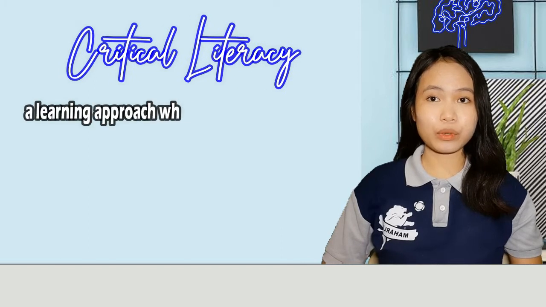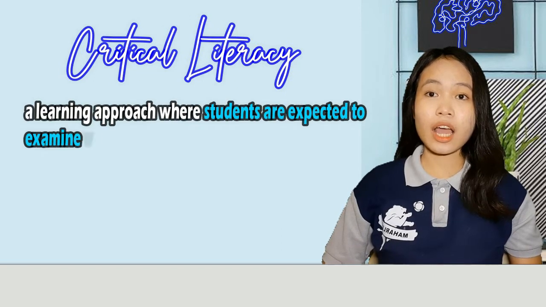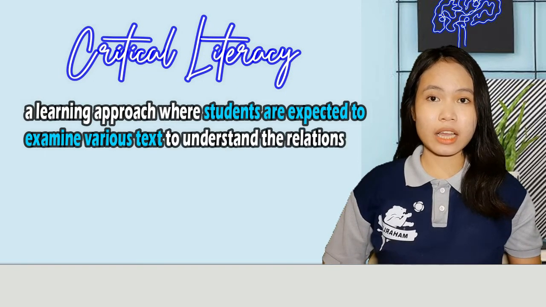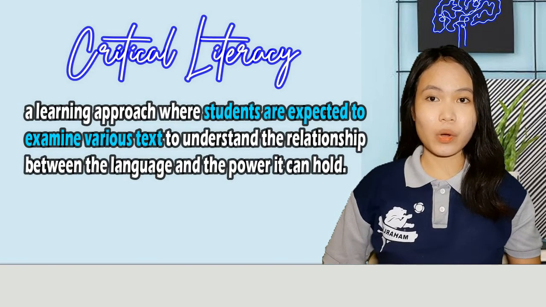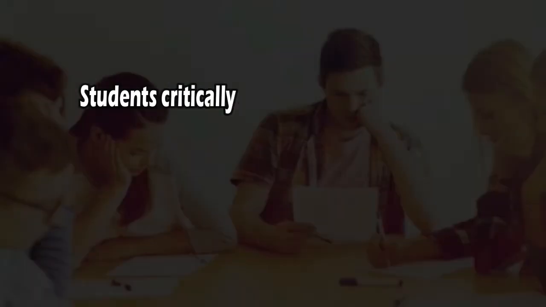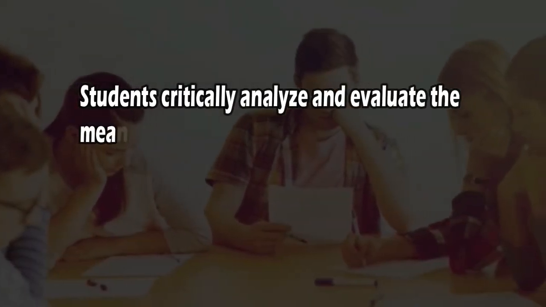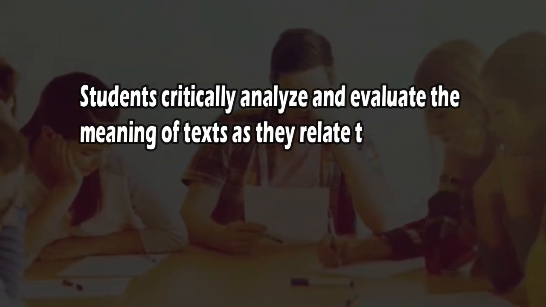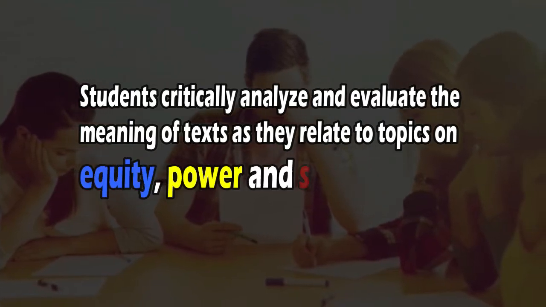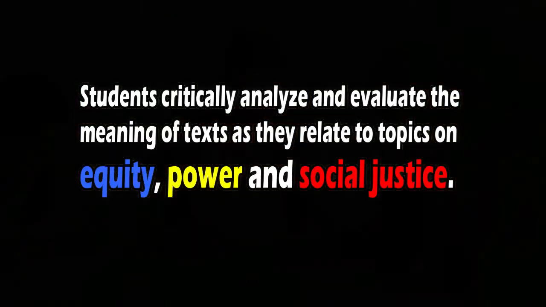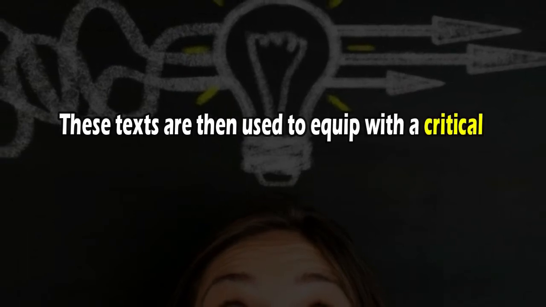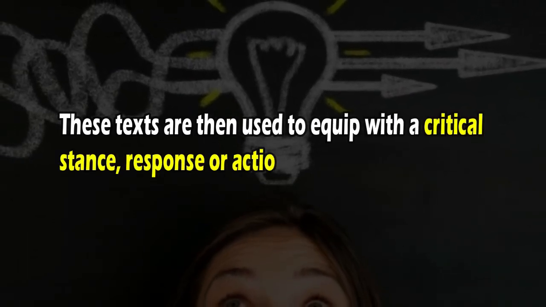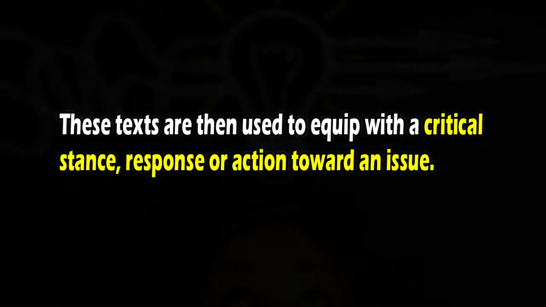According to Top Hat, critical literacy is a learning approach where students are expected to examine various texts to understand the relationship between language and the power it can hold. Students critically analyze and evaluate the meaning of texts as they relate to topics on equity, power, and social justice. These texts are then used to equip students with a critical stance, response, or action toward an issue.